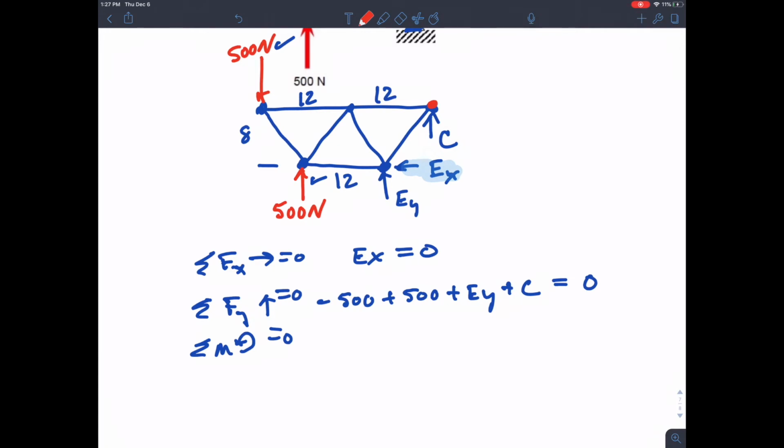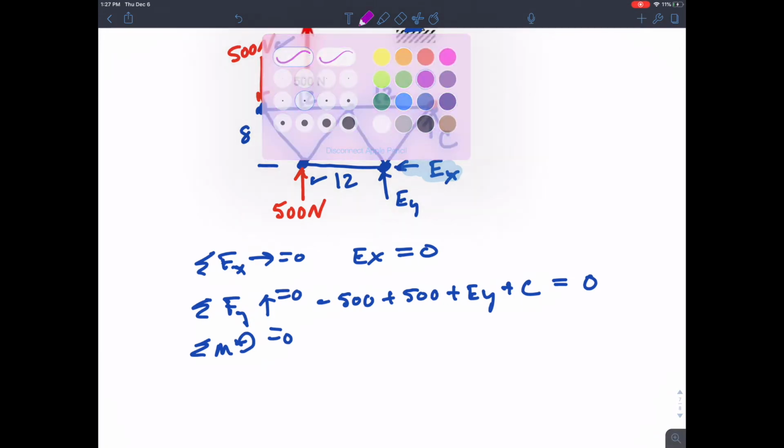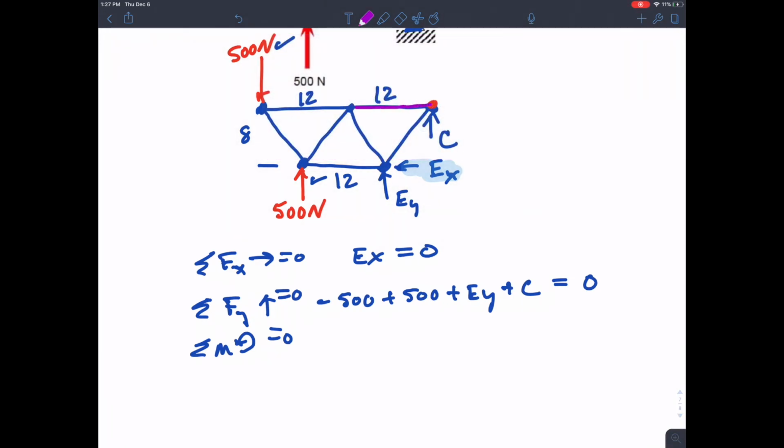And what I see here is a moment generated by this direction perpendicular to this force. Okay, so that total length is 12 plus 12, so 24 times 500. And this causes a counterclockwise rotation, which we use as the positive sign for moments. Okay, so that takes care of that 500 Newton force.